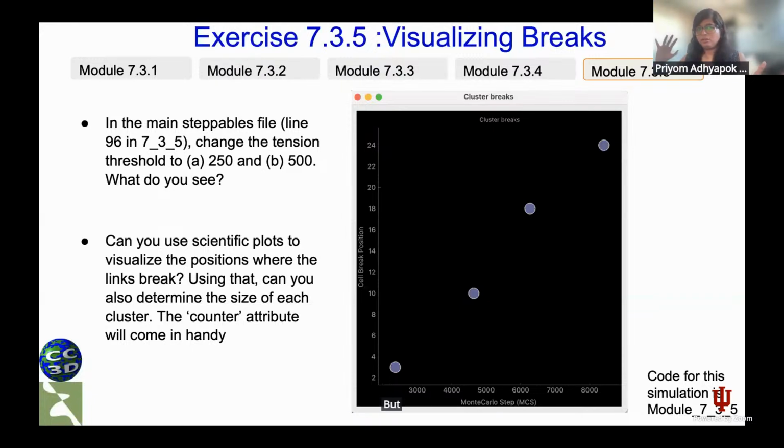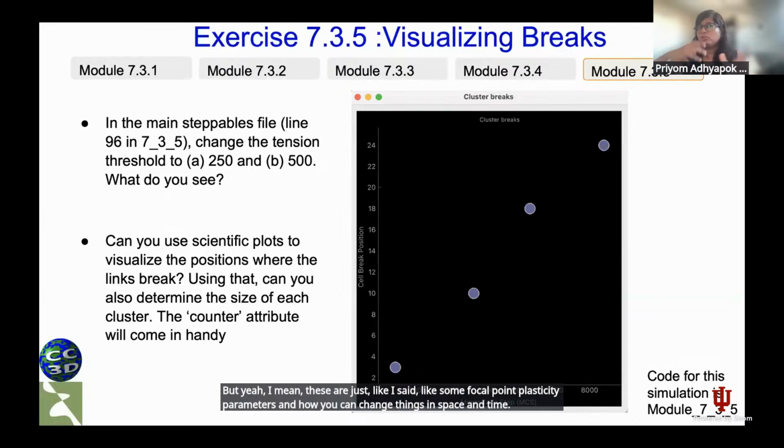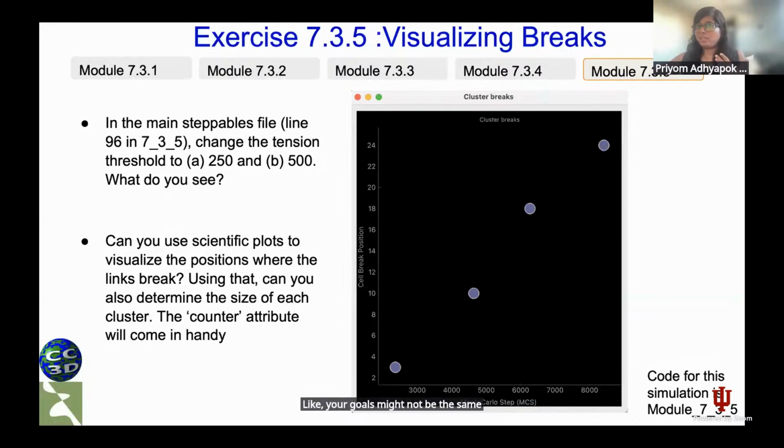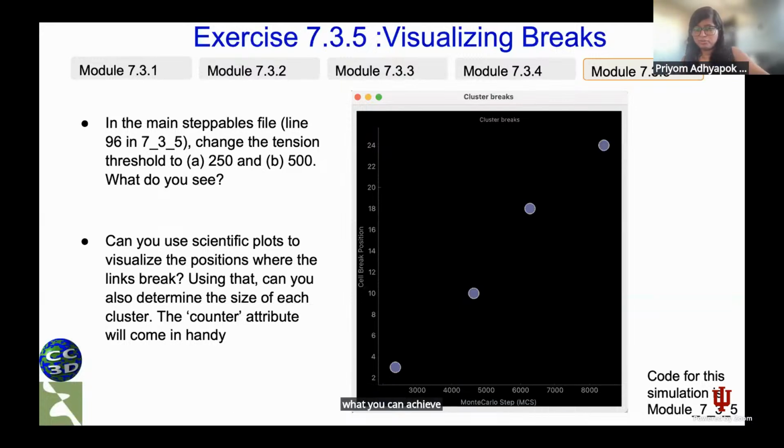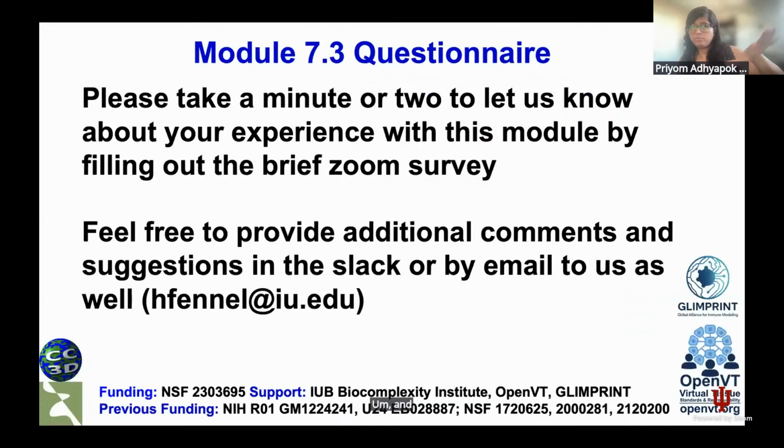But yeah, like I said, these are just some focal point plasticity parameters and how you can change things in space and time. Your goals might not be the same as this module, but hope that you have seen this combined with Julia's modules, you get a good flavor of what you can achieve with CompuCell. And with that, I'm going to put up the final slide in. But yeah, if you have any questions on any of the modules, I'm very happy to answer.